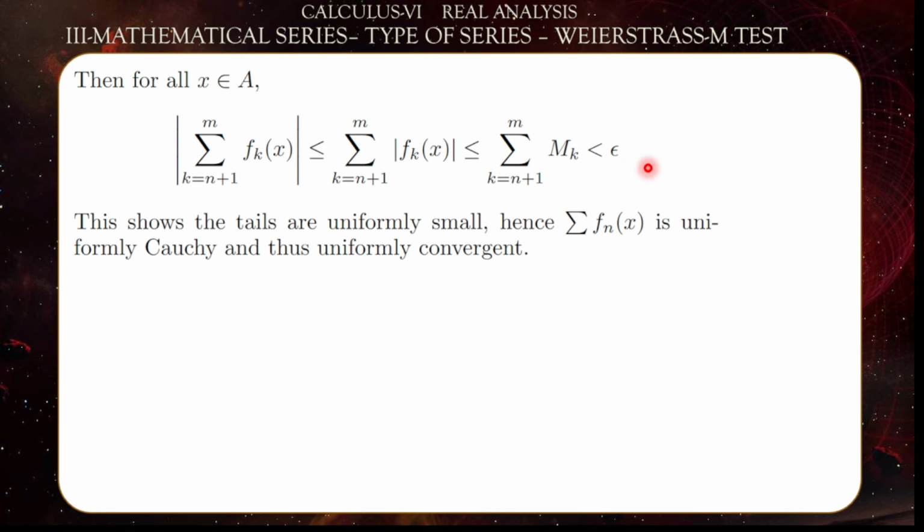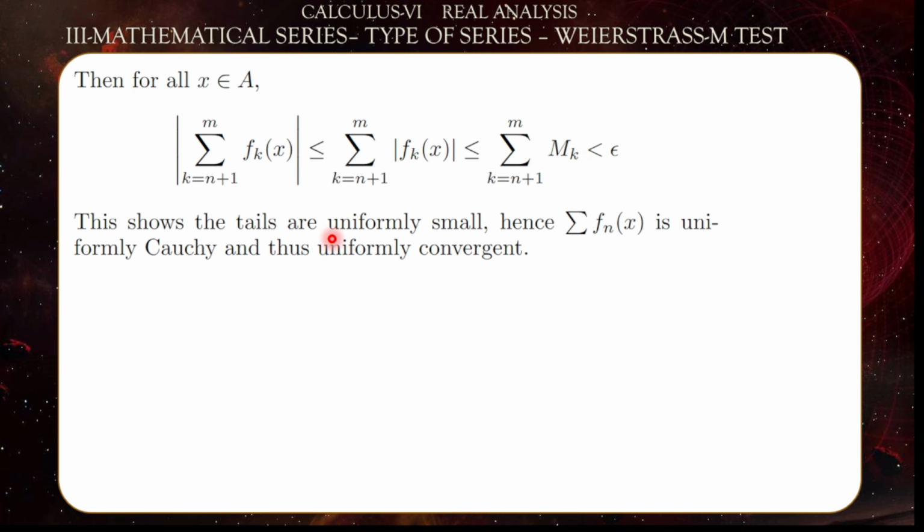This is how it works, because the sum of the absolute values of fk(x) is less than or equal to the sum of Mk, which is less than epsilon. So if sigma Mk converges, then so does sigma fk(x).